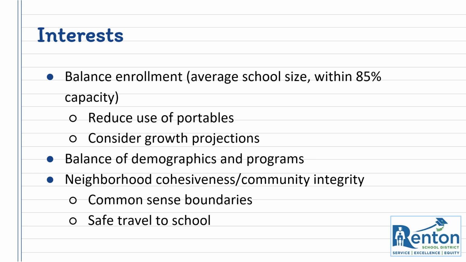The following are the interests that the team put together. One is to balance enrollment. So thinking about a more average size of a school where elementary schools are a little bit more comparable, but are definitely within 85% capacity of the school building. That might mean that some are a bit smaller than others because the physical footprint is smaller. Within that, we also talked about reducing the use of portables and considering growth projections. We also talked about an interest of balancing demographics and programs, and another very important interest for the committee was thinking about neighborhood cohesiveness or community integrity, including common sense boundaries and safe travel to school.